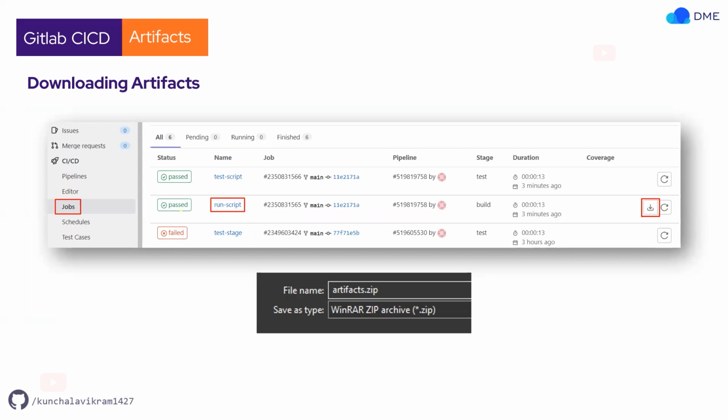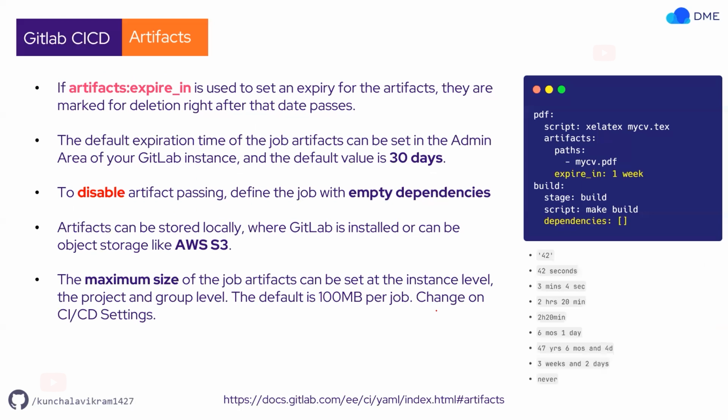Now as I already said, once you have an artifact, you can go to your particular job inside your pipeline and download it from here. It will be downloaded as a zip file, and you can extract it later. Artifacts can be expired, so let's say I can expire in 1 week, or else you can disable artifacts.